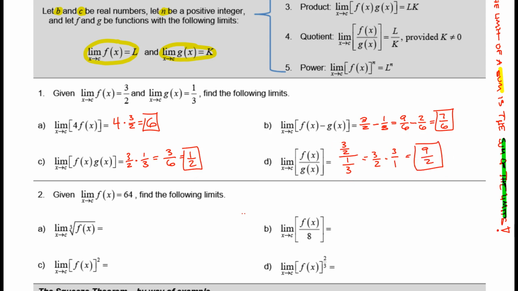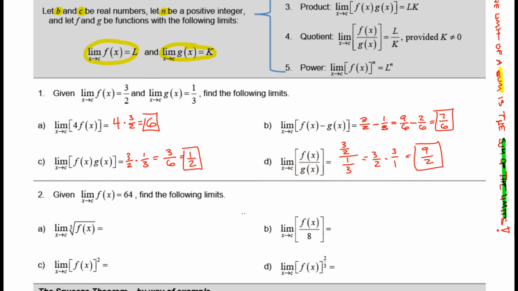Okay, folks, again, a simple example illustrating some of these properties of limits. In part A, I had the scalar multiple property. In part B, I had the sum difference property. Part C, I had the product property. And then in part D, we had the quotient property.